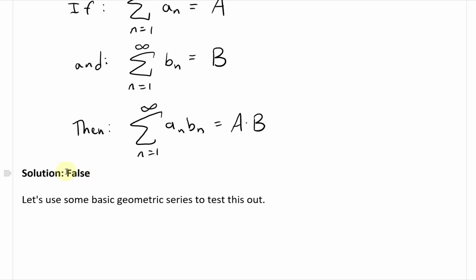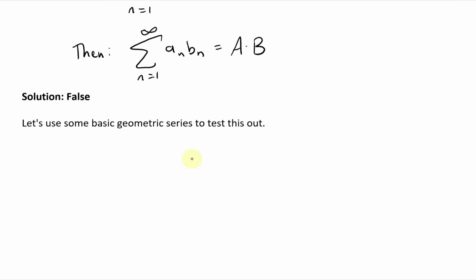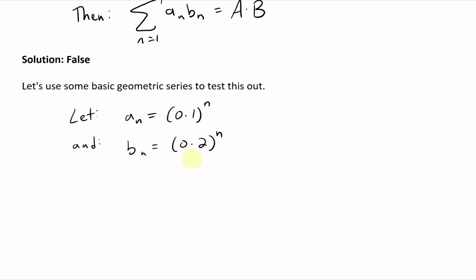So this is actually false. This is not true. Let's use some basic geometric series to test this out. Remember, all we need is an example to show that it's false. So let's go over a simple example: a_n equals 0.1 to the power of n, and let b_n equal 0.2 to the power of n. These are just geometric series.